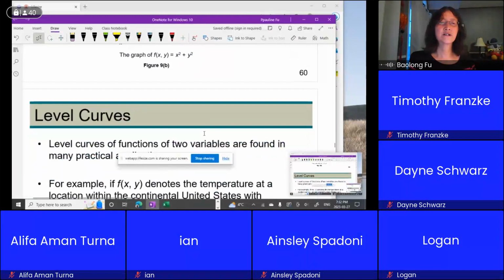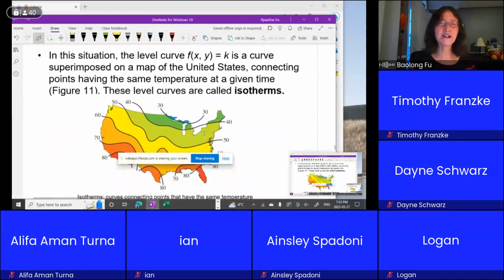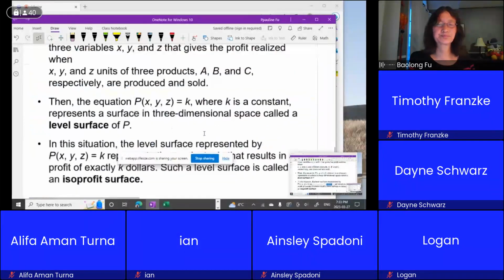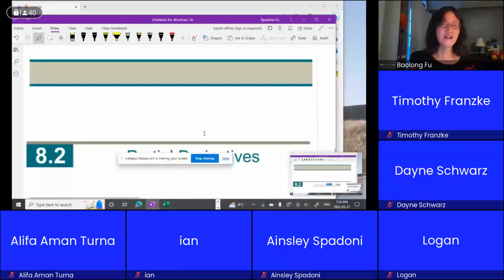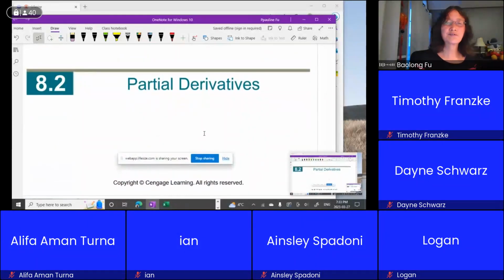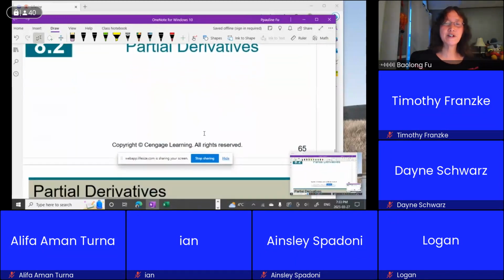All right. So the level curve has applications in weather maps, the temperature, the latitude. You can read all about it yourself. Okay, that concludes session 1 of chapter 8, functions of several variables. Now we go over session 2 of chapter 8, partial derivatives.